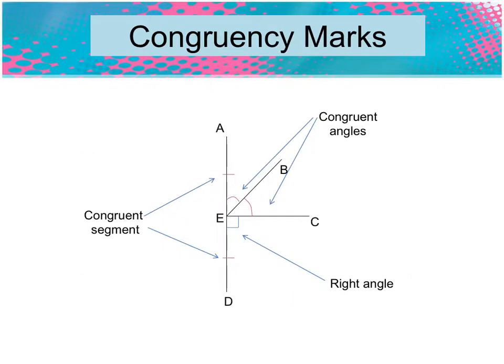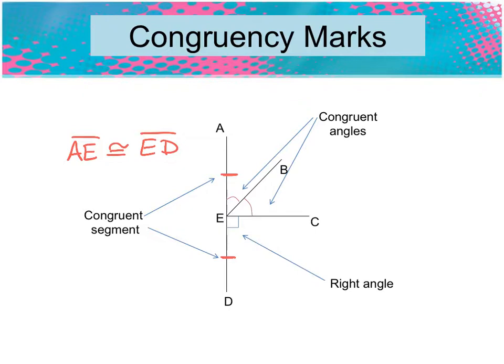Next, we'll talk about congruency marks. So again, we just saw that, just like with the segments, there are these little tick marks. So this would indicate that for this segment, I could state that segment AE is congruent to segment ED because it has the same congruency marks.